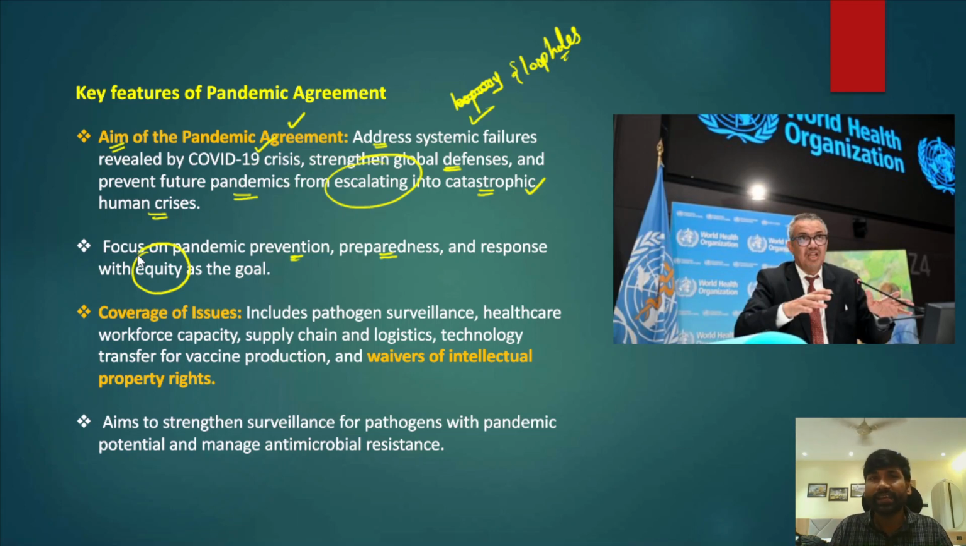Right? When I say equity, the medication should be available to all sections of the globe, all the corners of the globe, whether rich or poor, whether accessible or inaccessible. All those things come into it. And after that, the coverage issues. That particularly includes pathogen surveillance. Pathogen surveillance is very important, because when we are able to undertake surveillance of the pathogen, we will be able to know how it has been spreading from one person to another.